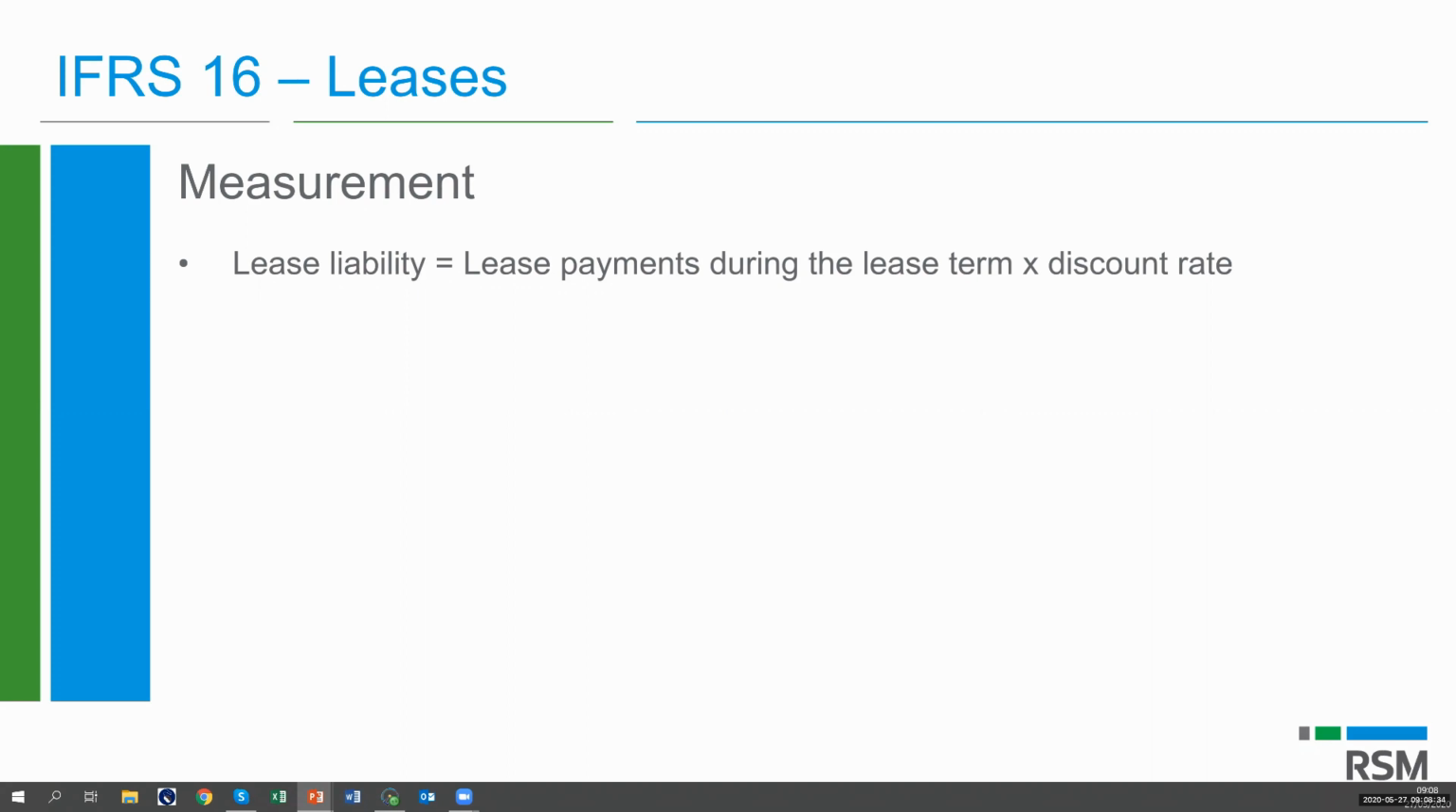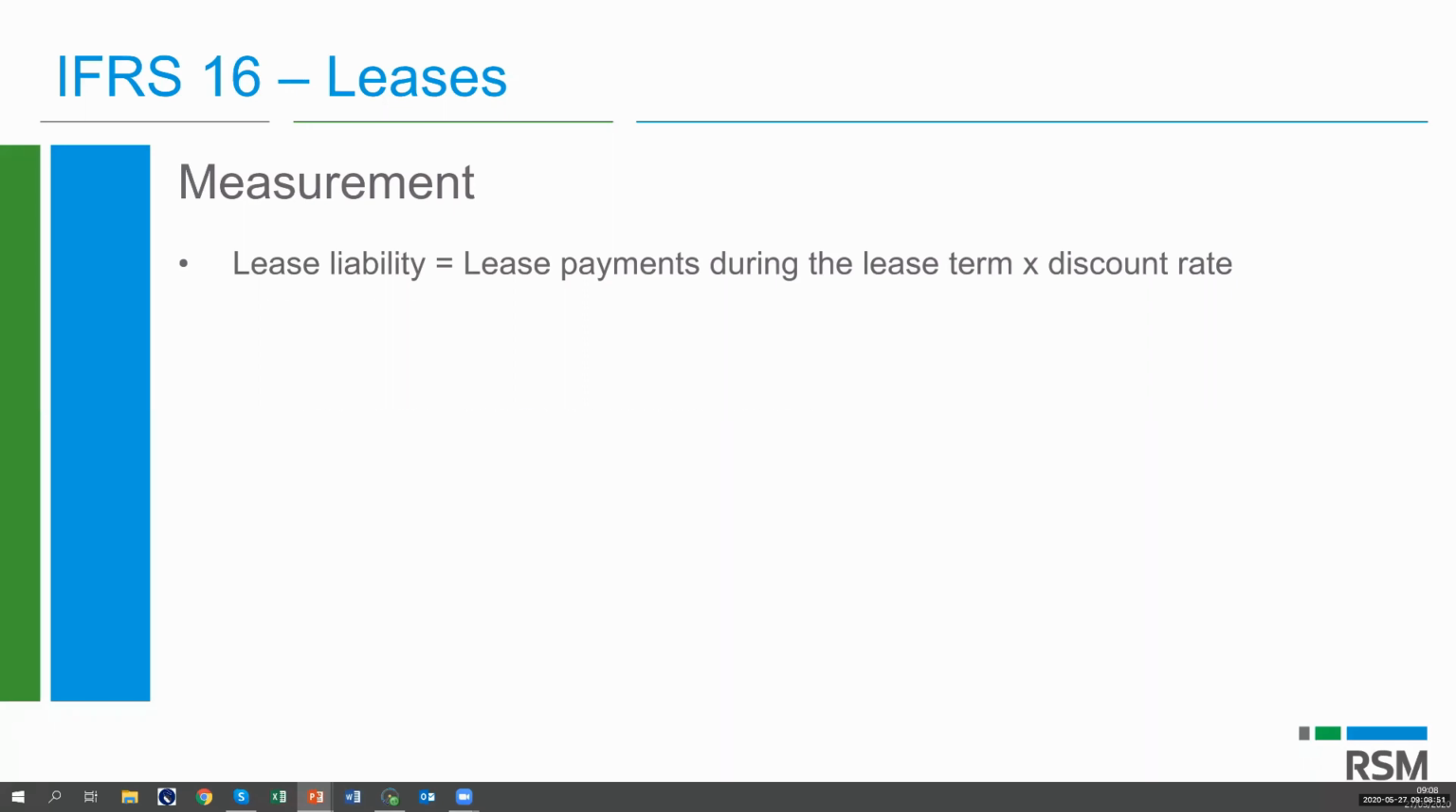I will go through, like I said, what the lease payments are, what the lease term is, and then what the discount rate is. So each of those elements is something specific that needs to be worked out and calculated at the inception of a lease, in order to determine what the lease liability would be.